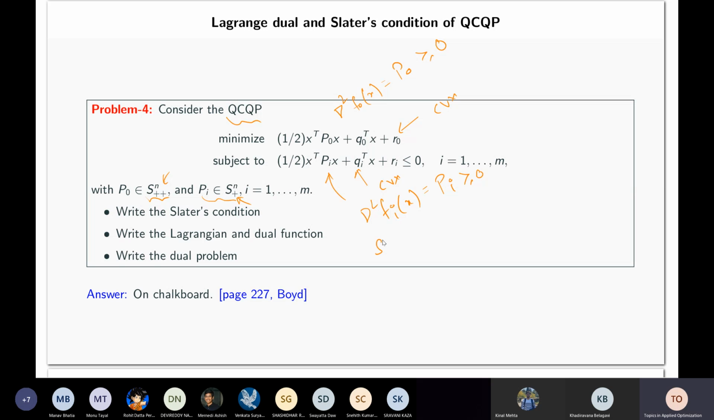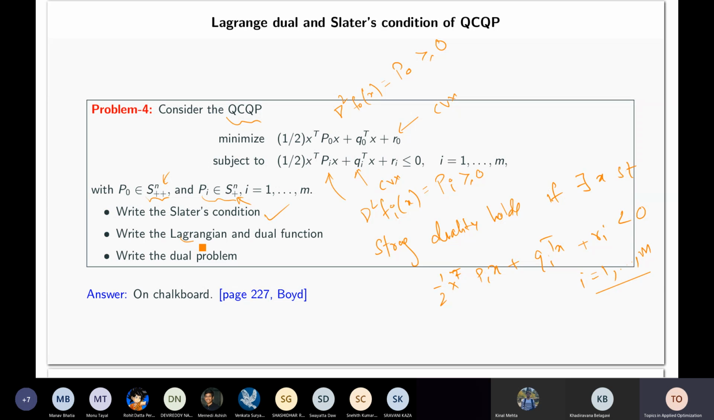So in this case, I can write that strong duality holds if there exists an x, right? We have to find a feasible x such that half of x transpose P_i x plus q_i transpose x plus r_i is less than 0, for i equal to 1 to m. X is fixed, but it should satisfy a strict inequality for all m, right? So this is the Slater condition that we know.